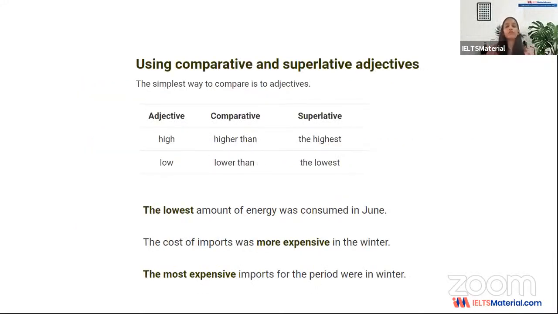Also, we can make use of comparative and superlative adjectives. What is the highest, or something is higher than the other. So the word "than" will help you to compare. So we can also use such sentence structures to show comparison. Make sure that we also implement the same and show comparisons and contrasts in our overview and body paragraphs.